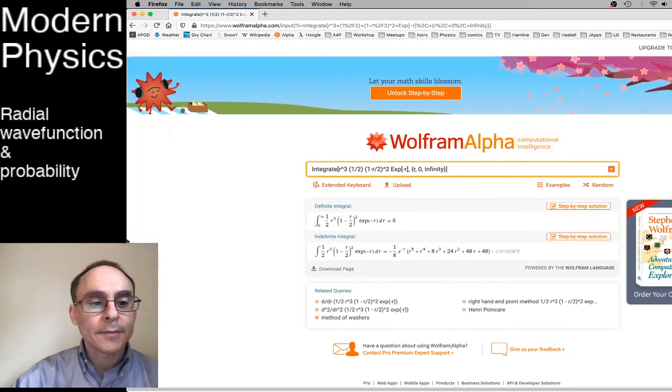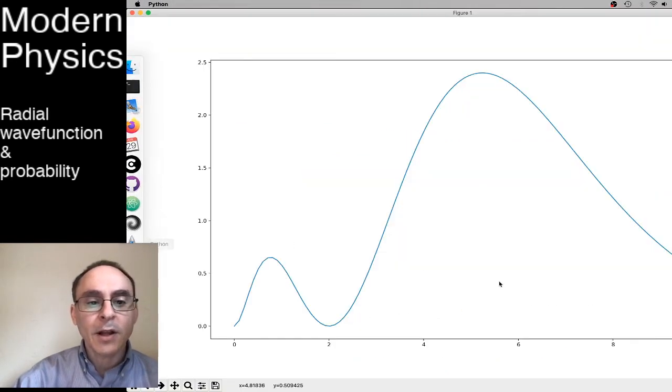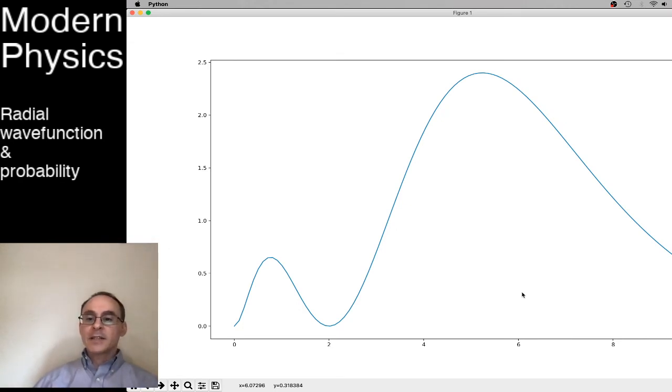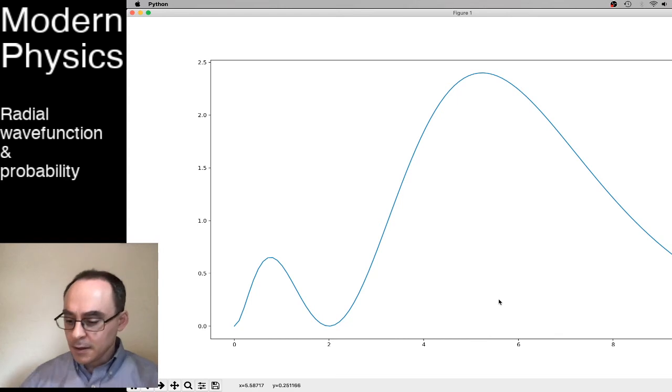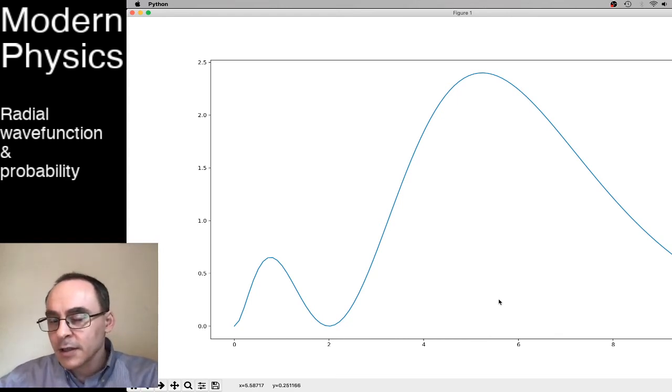Did I keep the plot? Yeah, there it is. Because even here you can't really see that tail, that exponential keeps going, and that basically means the average is actually right out here. So those are interesting things to know about the electron.